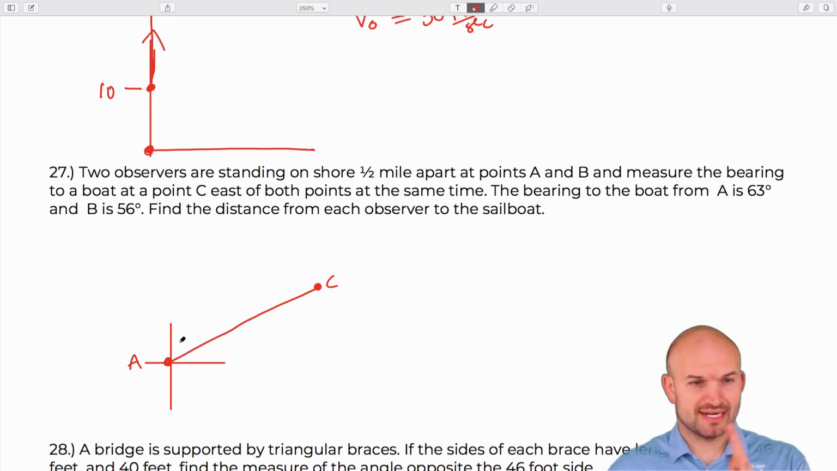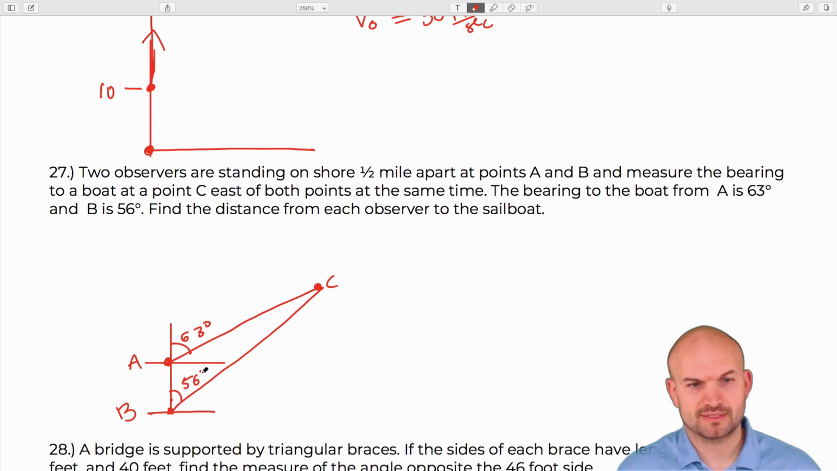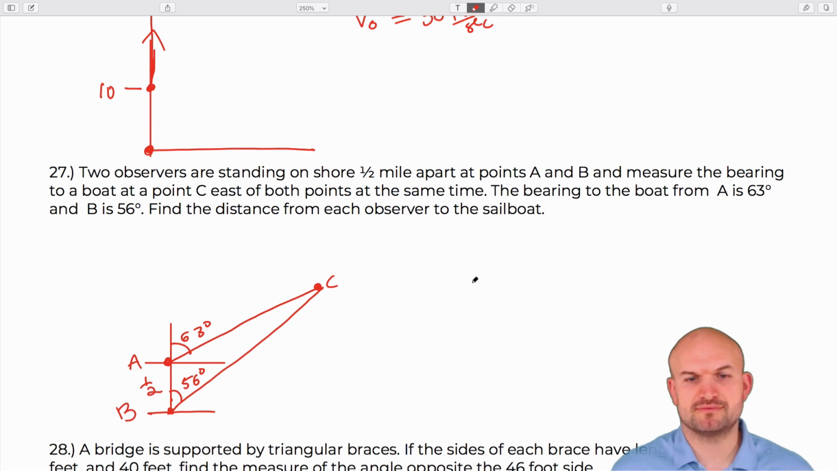If I was doing an angle that's a little bit less than that, then that's going to have to be below it. So I would say B, and this is going to be a bearing of 63 degrees, and then this is going to be a bearing of 56 degrees. And then we know that they are a half mile apart. So let's draw this triangle now, again, one more time here.